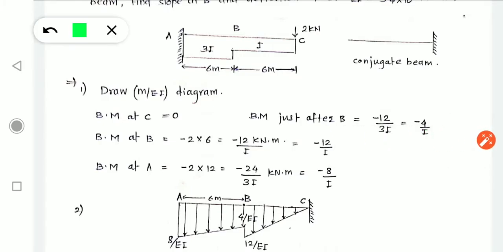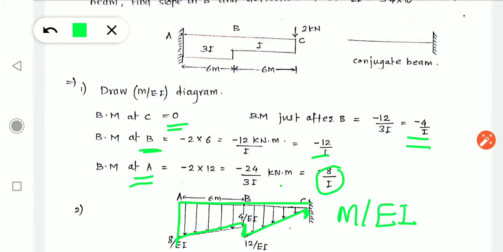Now if I draw this bending moment diagram: 0 at C, before B it will be minus 12. Then after B, just crossing, right of B it is minus 12, left of B it will be minus 4. And then at A what is the value? Minus 8. Okay, so that's how you have drawn the M by EI diagram. This is what you call the M by EI diagram.